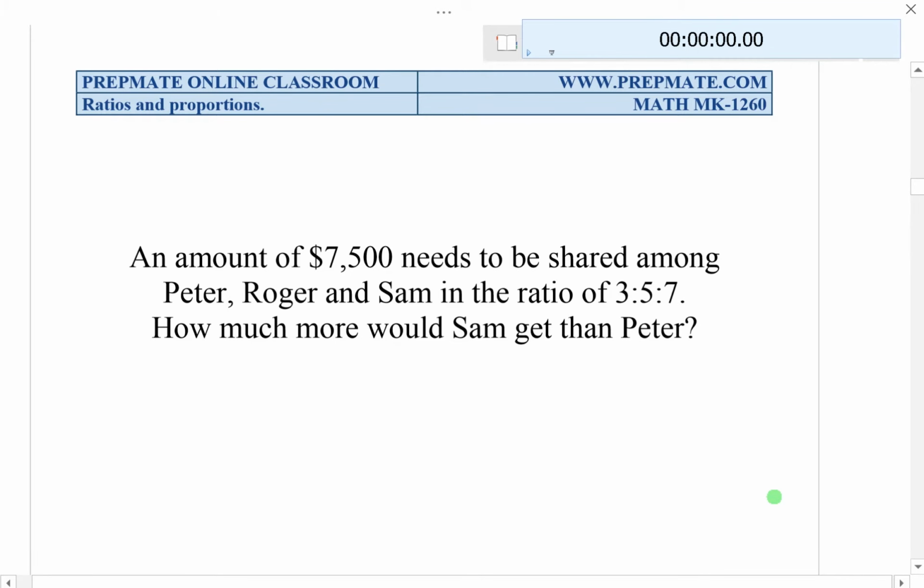Today we are going to be discussing questions which have three ratios like this. So let me read the question and then let's see how we can solve this problem very efficiently. An amount of $7,500 needs to be shared among Peter, Roger, and Sam in the ratio of 3 to 5 to 7. How much more would Sam get than Peter?